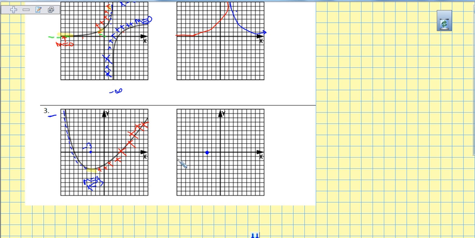So it appears that the derivative would be some sort of a linear value. So we have a pretty straight line right here as it approaches through there, and it just continues out in that fashion.